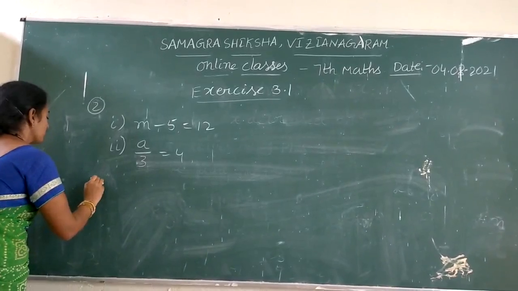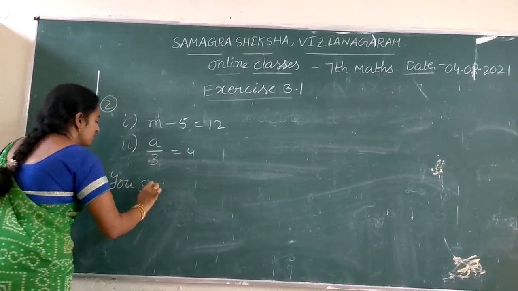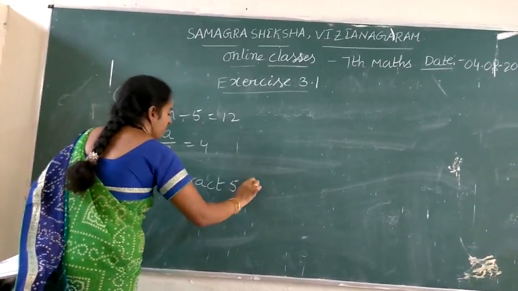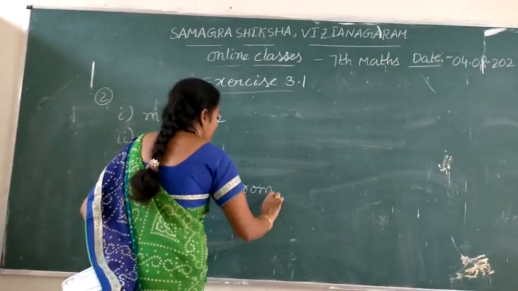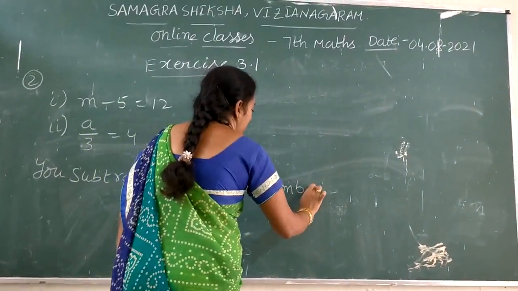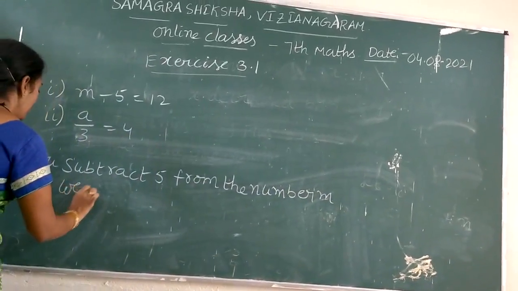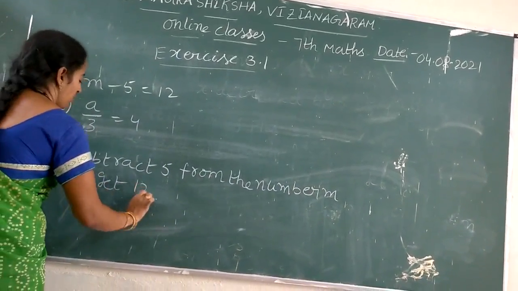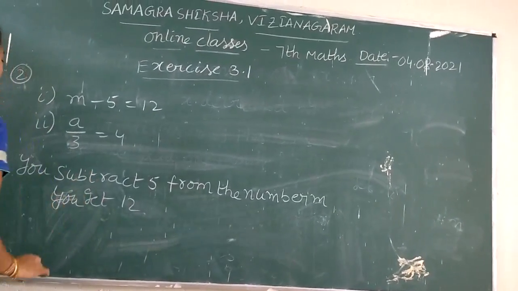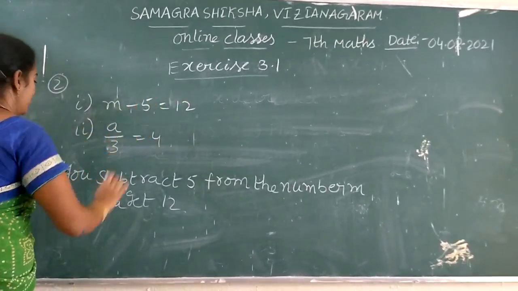So you subtract 5 from the number M, you get 12.